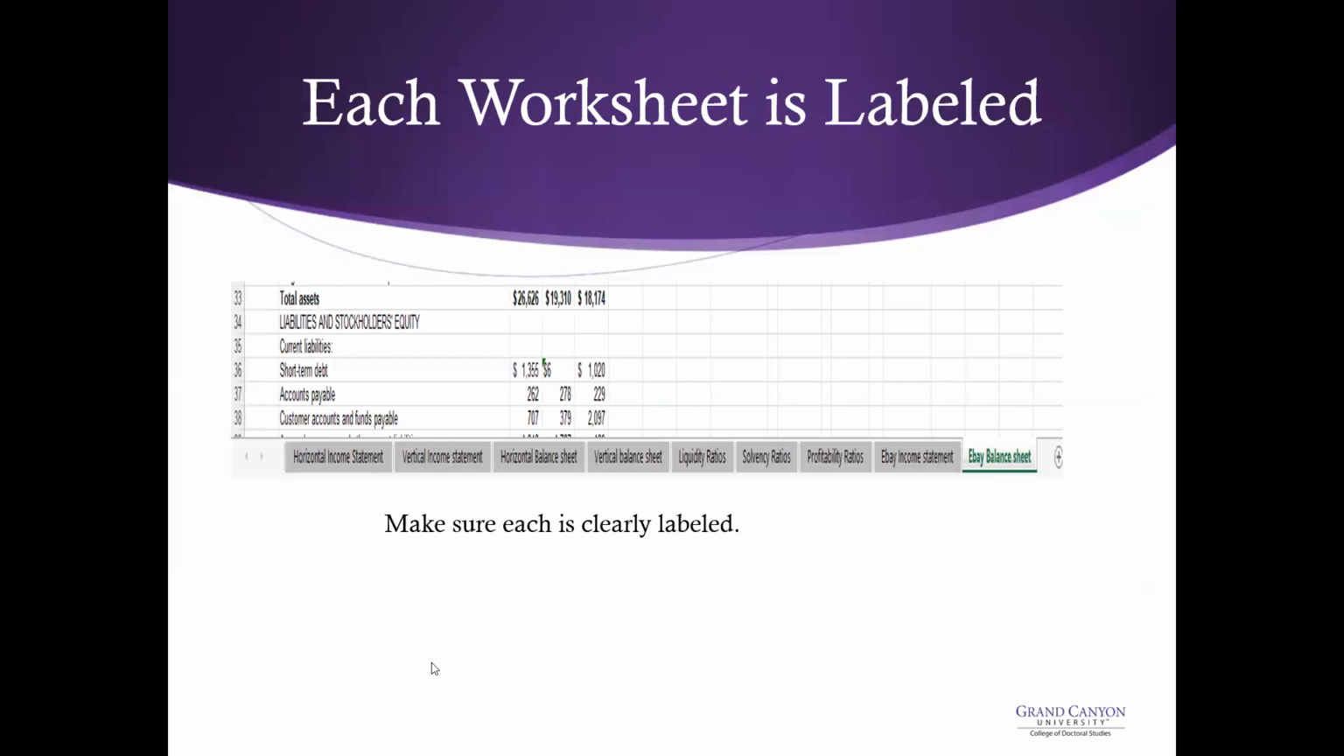Now, like I said, there's a lot of data involved in this. You're going to be doing a horizontal income statement, a vertical income statement, horizontal balance sheet, and vertical balance sheet. You're going to have 3 sets of ratios for each of these areas, and then you're going to have your competitor information. So make sure that each is clearly labeled in the tabs for that worksheet.